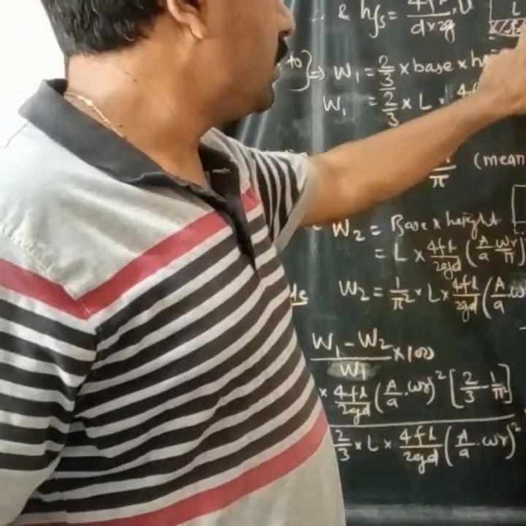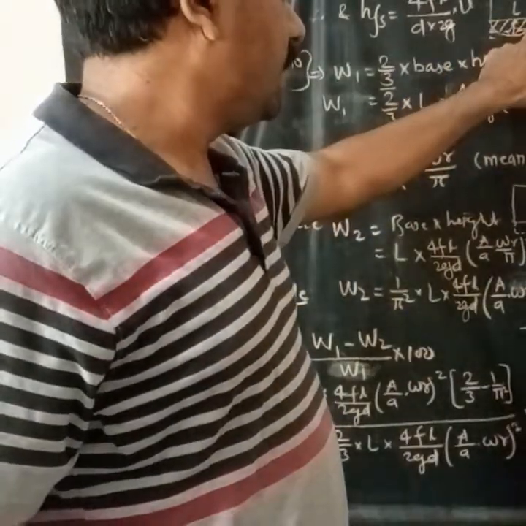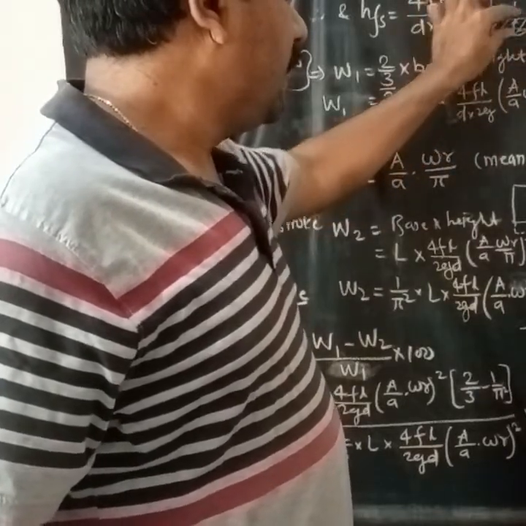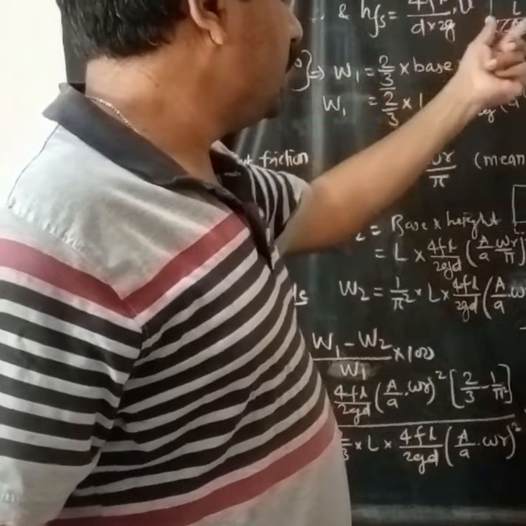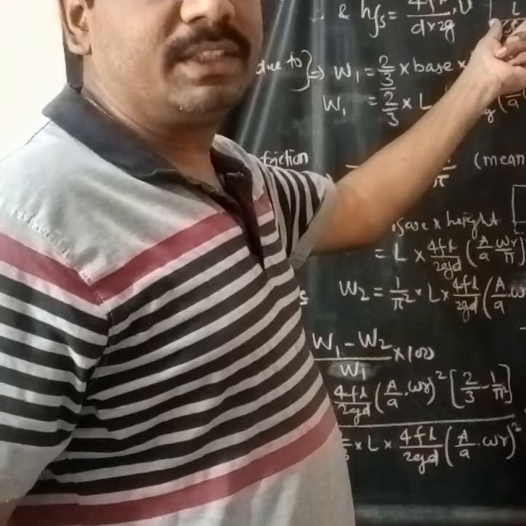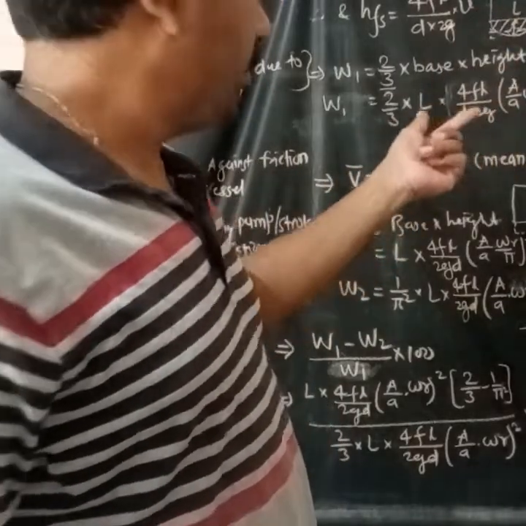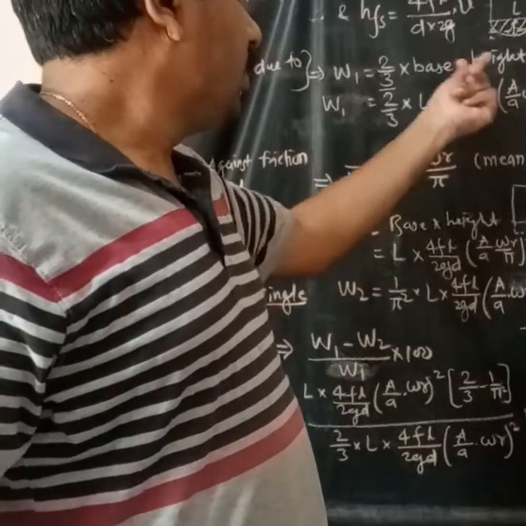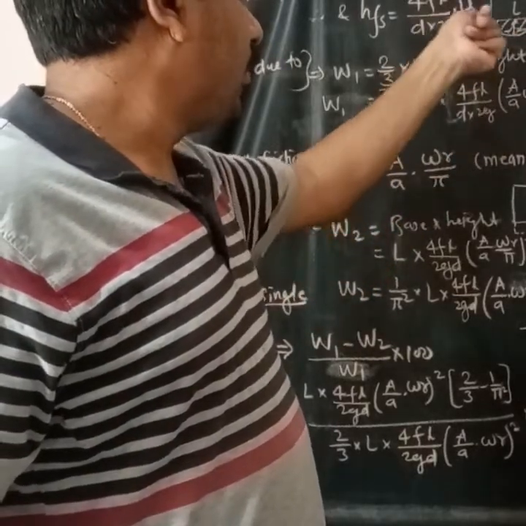During the suction side there will be HFS, so this will be representing HFS. The area of this parabola is two-thirds of this height multiplied by base. That is represented by this equation: 2/3 into L into the height, and this height is representing 4FL v square upon 2gD.